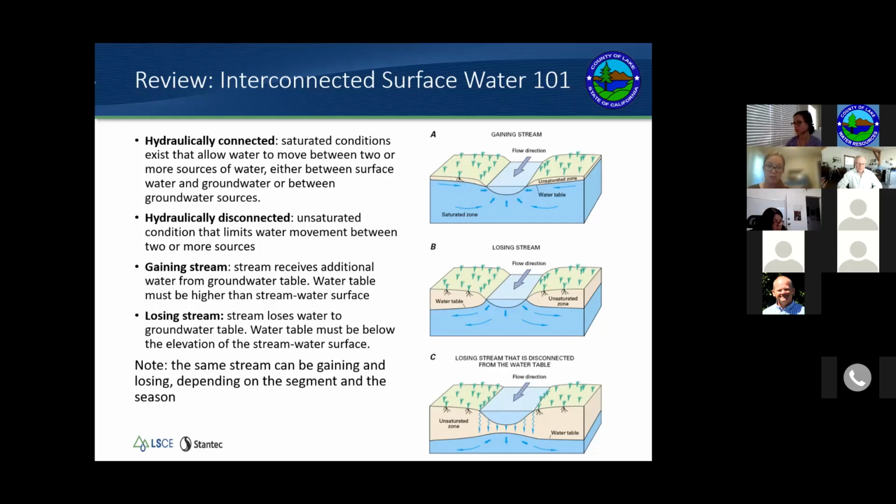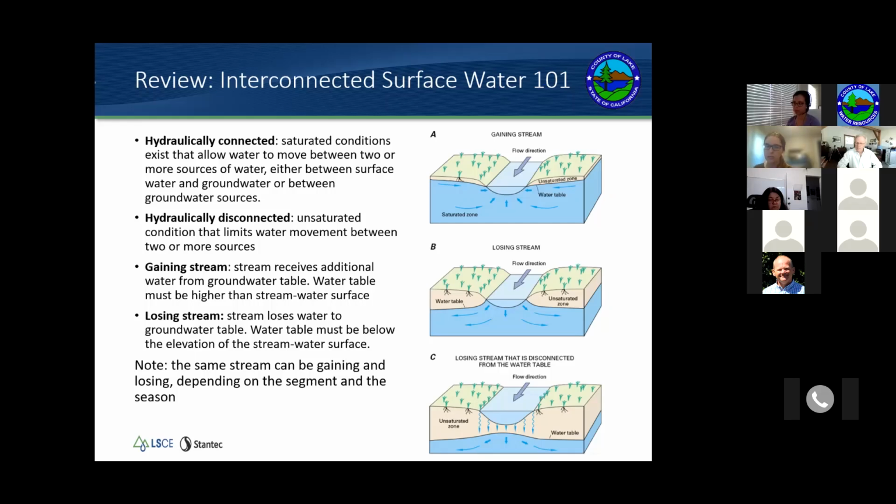We also want to note that all of these conditions are variable. It depends on the segment of the stream. A segment of a stream, like Kelsey Creek, can be hydrologically connected and disconnected depending on where you are, and it could also depend on the time of year. So these conditions are variable, but we wanted to give you a high level overview of what we mean when we talk about these things.